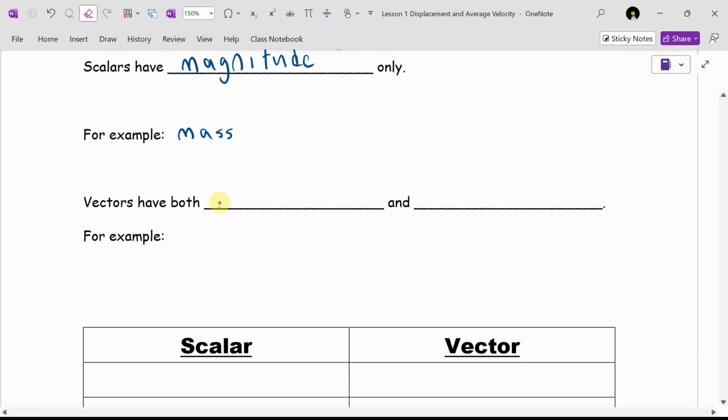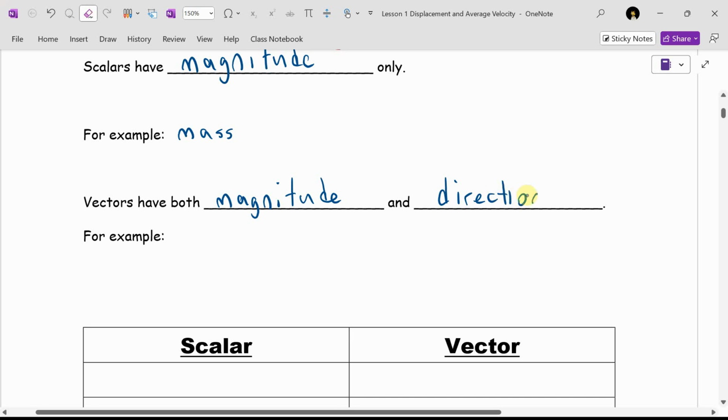Vectors have both magnitude and direction. Scalars have magnitude but no direction, much like your future.